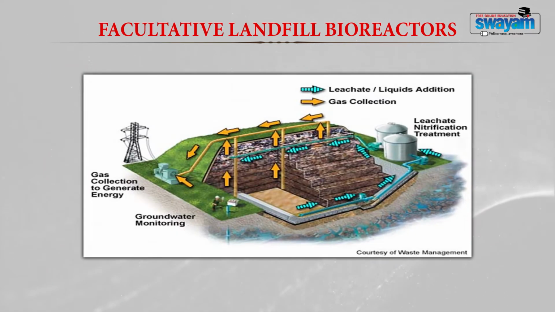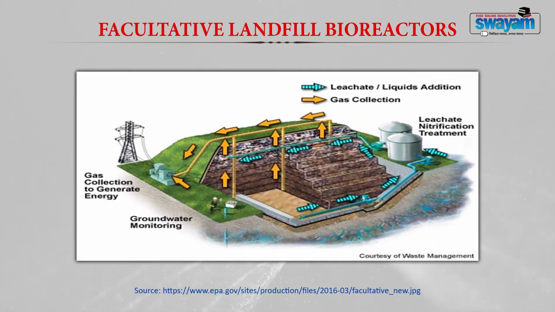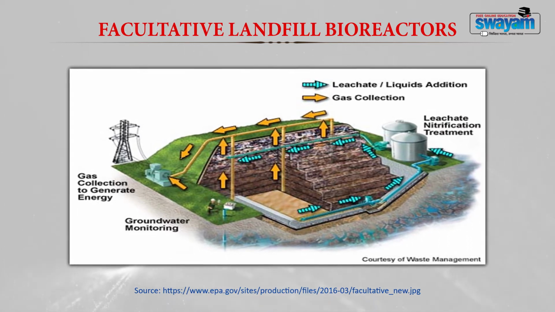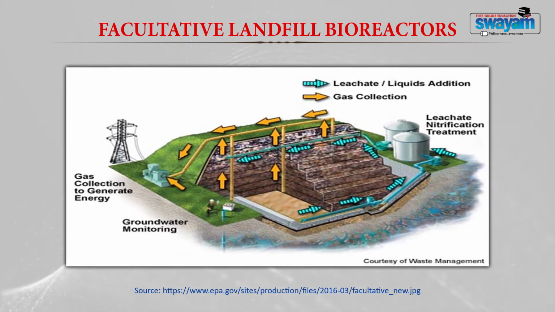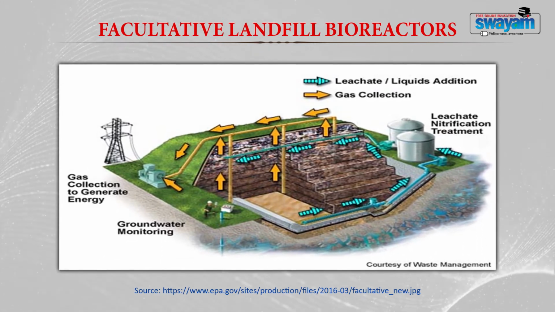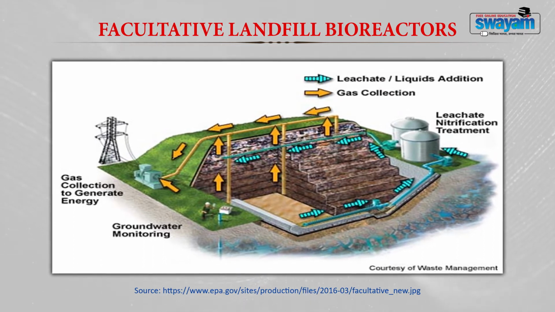Now, this is an image of your facultative landfill bioreactor. You can see on the right side you have a unit where the leachate is collected and nitrified, and the nitrified effluent is further recirculated into the anaerobic bioreactor, and here it will be converted into N2 gas.